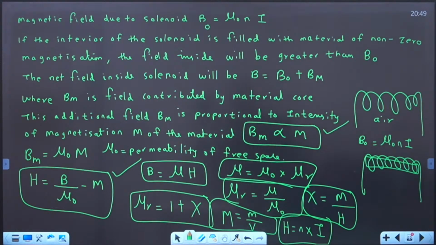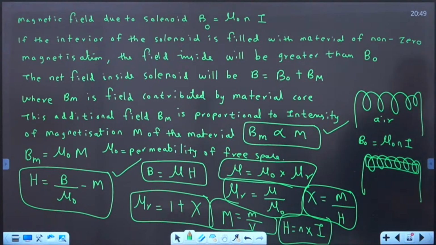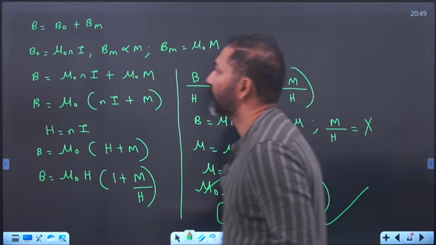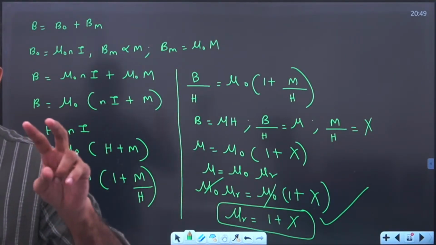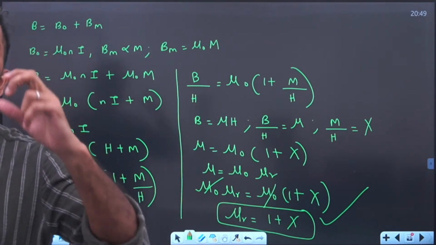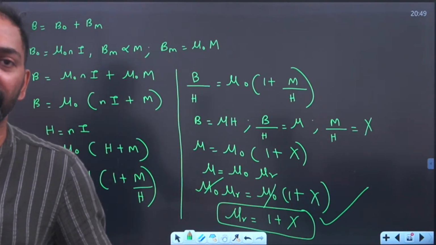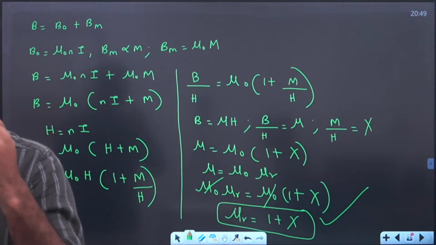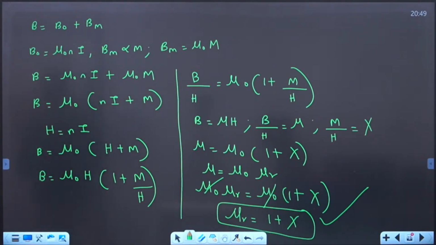Done? All of you done this page? Then note down here. The total magnetic field inside the solenoid is due to two things. One is the magnetic field contributed by mu 0 Ni with no material inside the solenoid. Then if you place a material inside the solenoid, its magnetization magnetic field will be Bm. So total magnetic field is B0 plus Bm.